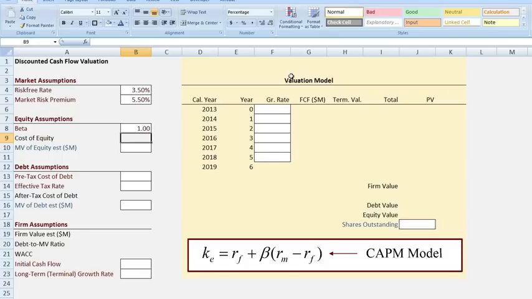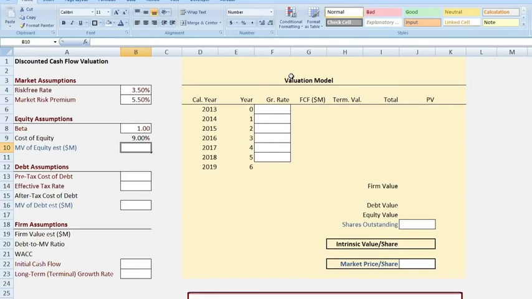This will allow me to calculate the cost of equity capital for this firm. The cost of equity will be the risk-free rate plus the beta times the market risk premium. I'm going to skip the market value of equity right now since we'll first do this with a hypothetical firm. Let's move on to the debt assumptions.